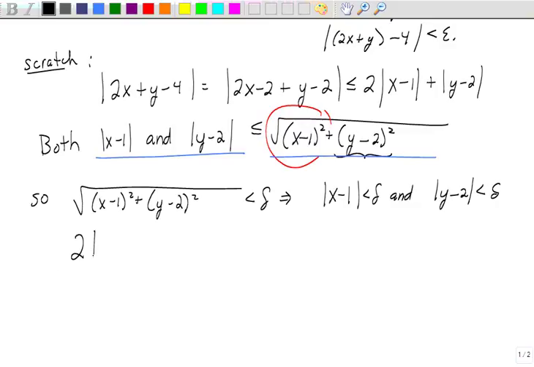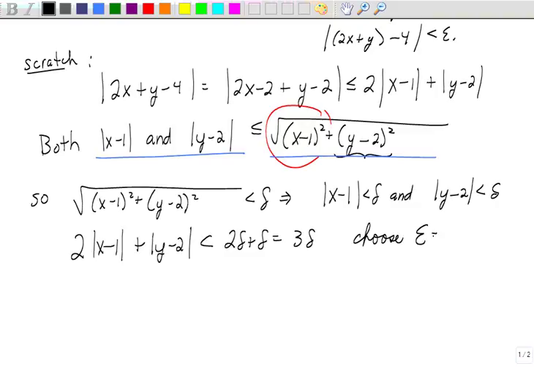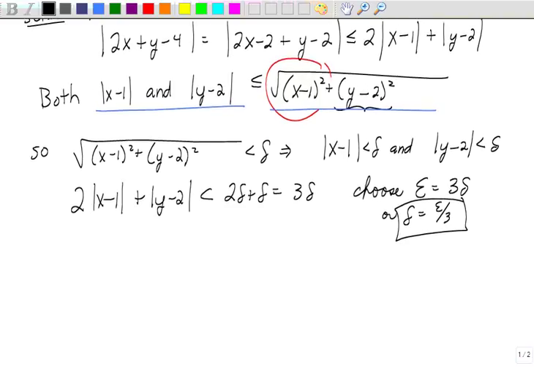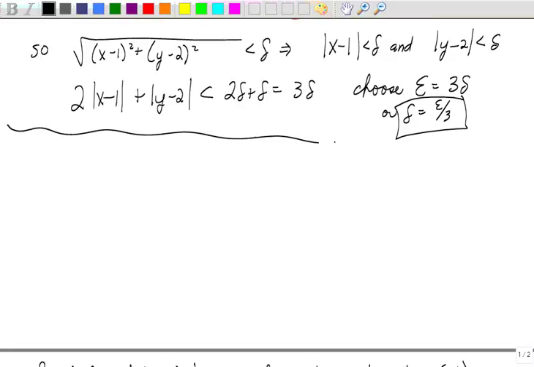So then |2x − 1| + |y − 2| is less than 2δ + δ, which is 3δ. So let's choose ε to be 3δ, or δ is ε over 3. There's our key. So that's going to help us work frontwards. We're done with our scratch work.